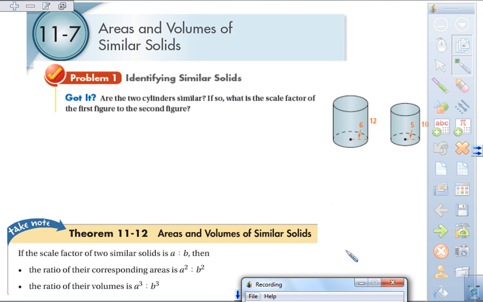Today's lesson is 11.7, areas and volumes of similar figures. Problem 1. Are the two cylinders similar? If so, what is the scale factor of the first figure to the second figure?